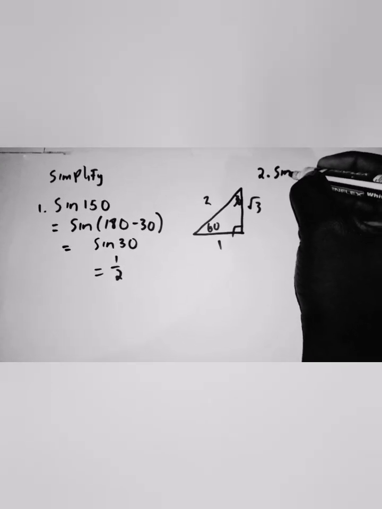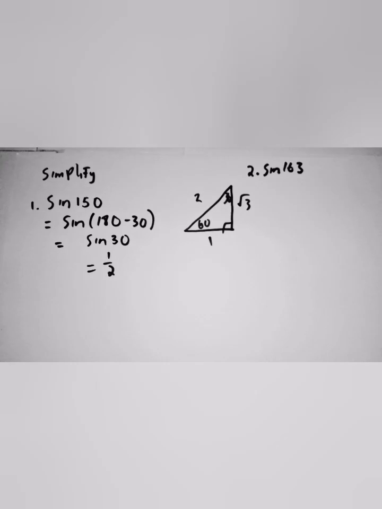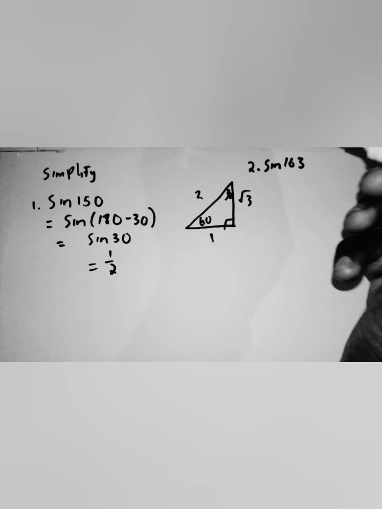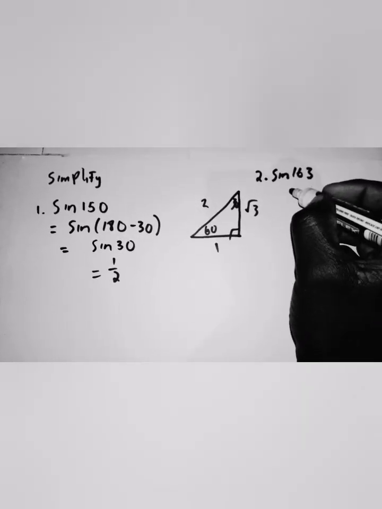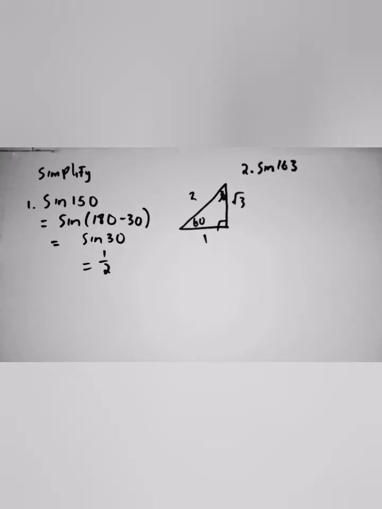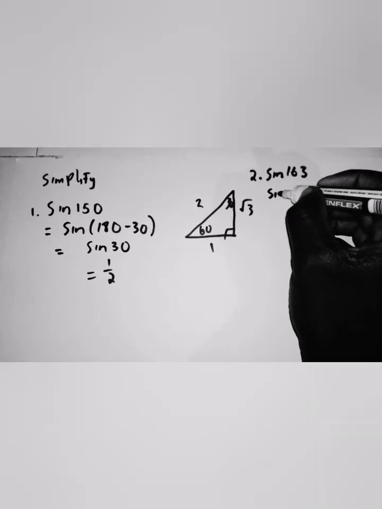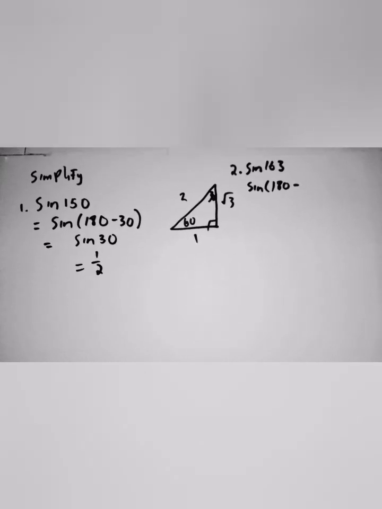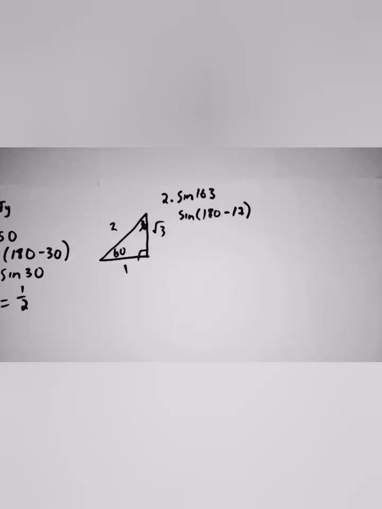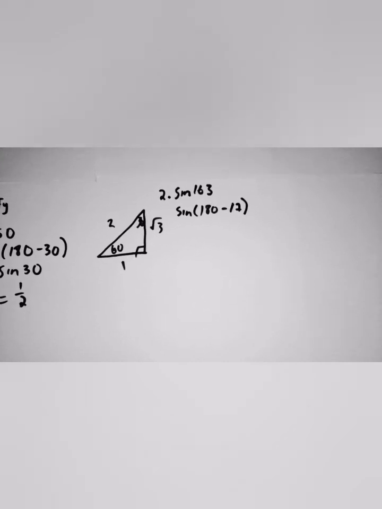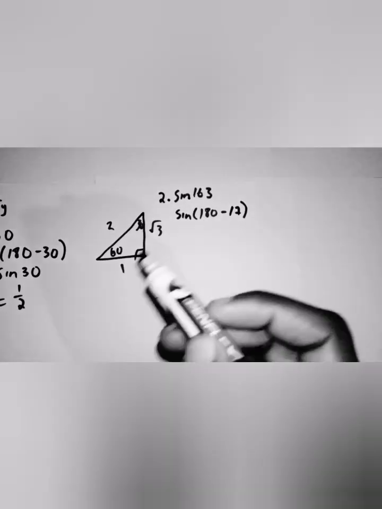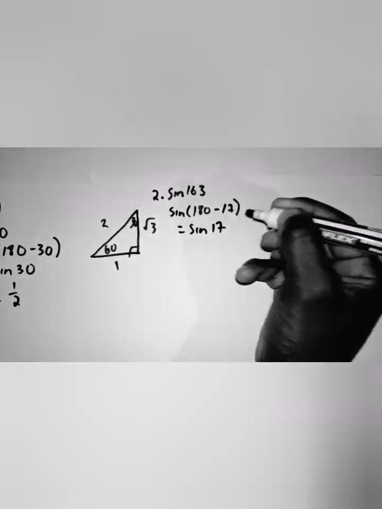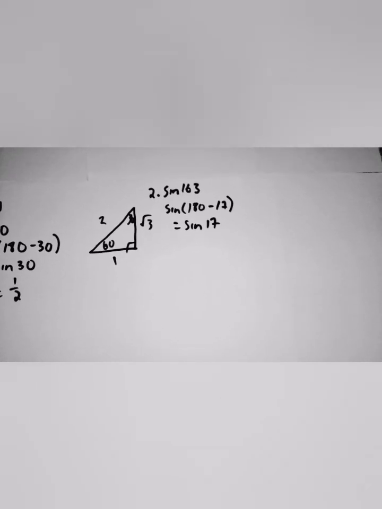The second example, let me say you are given sine 163. The first thing again: is 163 180 plus or 180 minus? It means that it is 180 minus, so it is on the second quadrant. I don't know if you get that. So sine 180 minus what number they subtracted to get 163? It is 17. And 180 minus 17 is on the second quadrant. Therefore, on the second quadrant sine is positive, so we'll have positive sine 17.